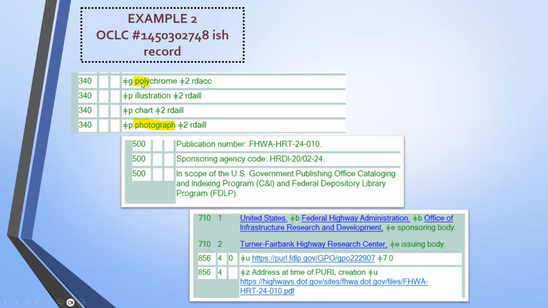Okay, so in this example, the illustrations and the chart and the photograph are in color, so polychrome goes here. And then notice I added a 340 for the photograph. The sponsoring agency code, there was one on the technical documentation page, so I added that as well. And here's one of the PURL links. I don't think you can access that, but I believe that's the link where I accessed the online documentation.